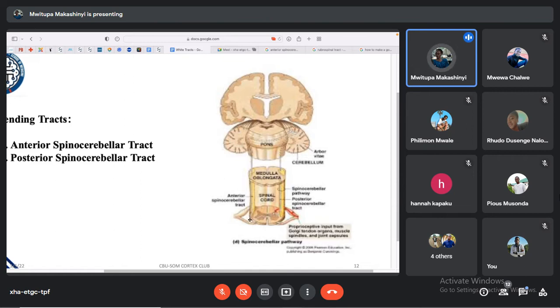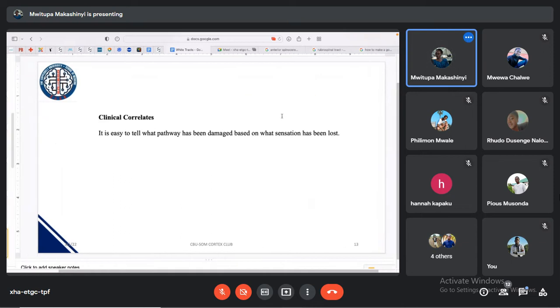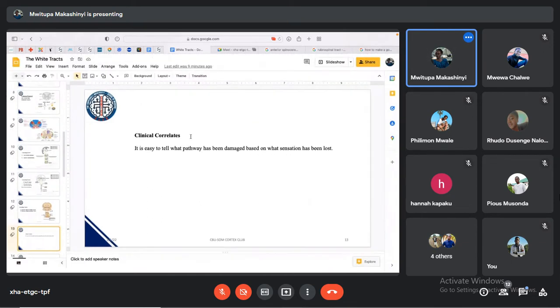If you look at this diagram here, you can see that this tract is just going straight up. It's not crossing over onto the other side. Whereas for the anterior one, it crosses over in the pons.